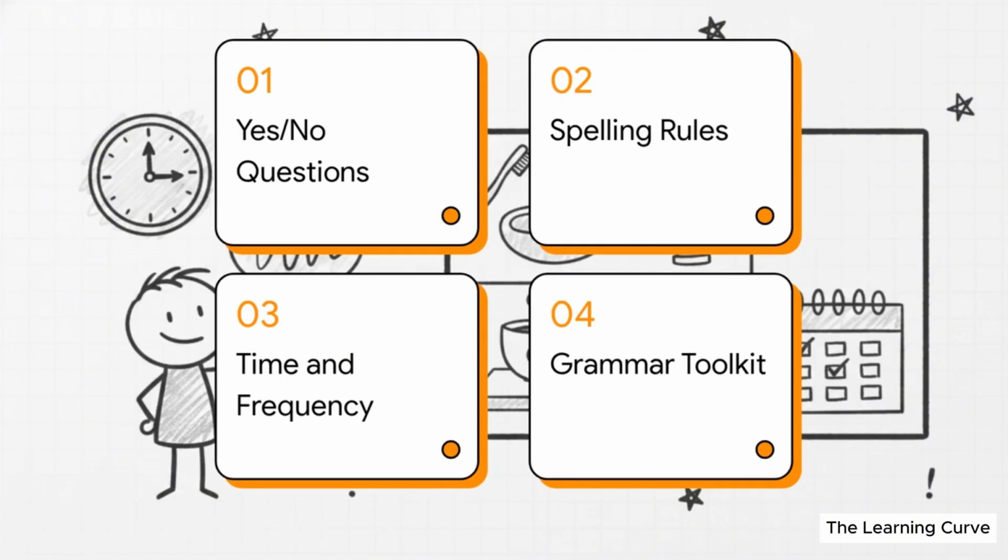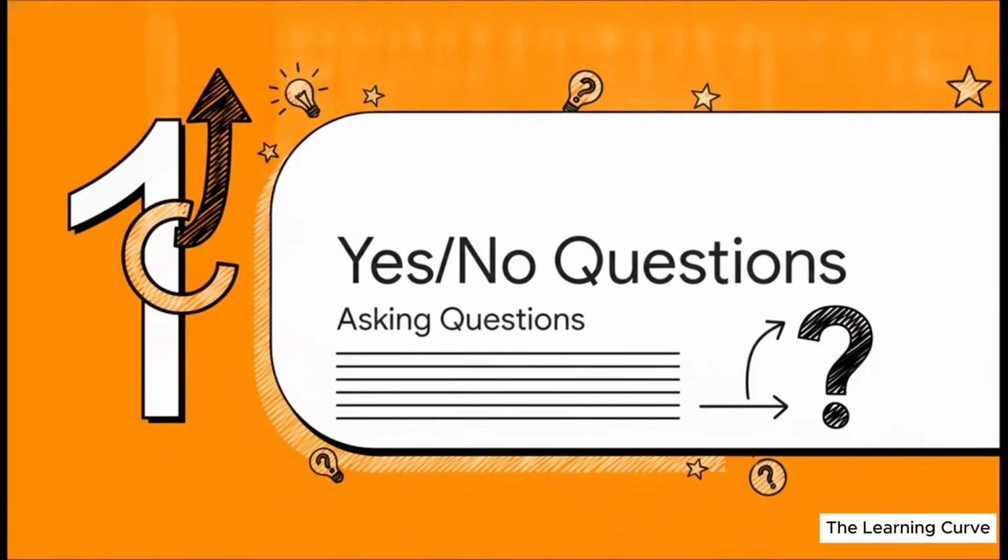So here's our roadmap for today. First, we'll tackle asking yes or no questions. Then, spelling for he, she, and it. After that, expressing time and frequency. And we'll wrap it all up with your shiny new grammar toolkit. All right, let's dive into part 1, asking yes or no questions.